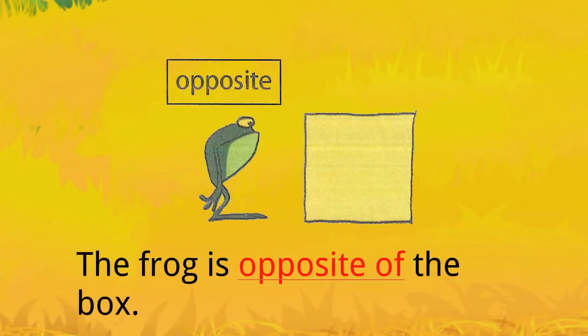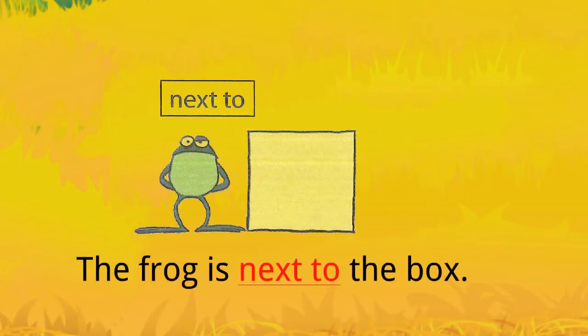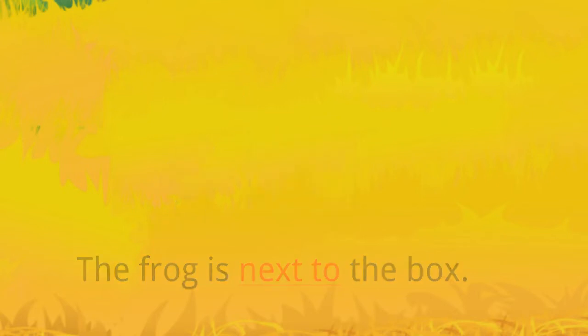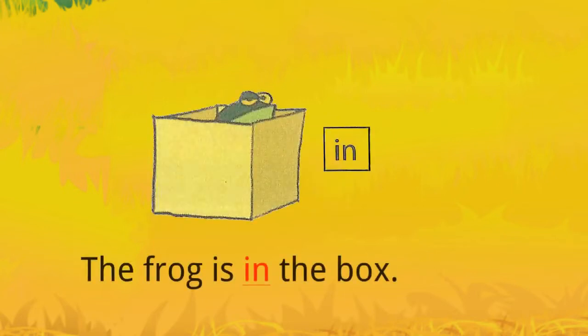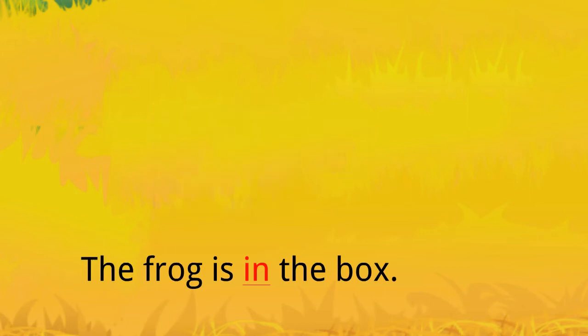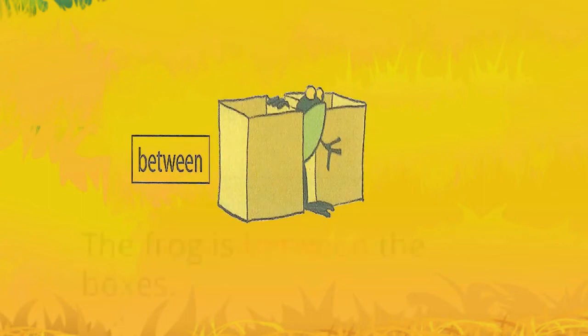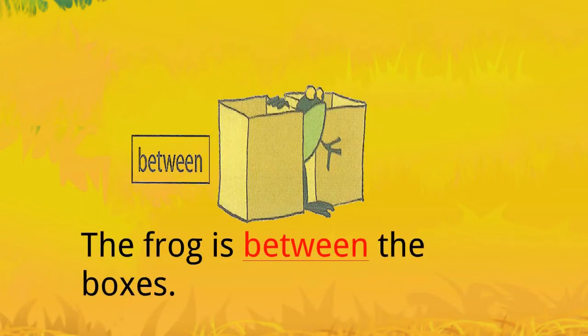Opposite. The frog is opposite of the box. Next to. The frog is next to the box. In. The frog is in the box. Between. The frog is between the boxes.